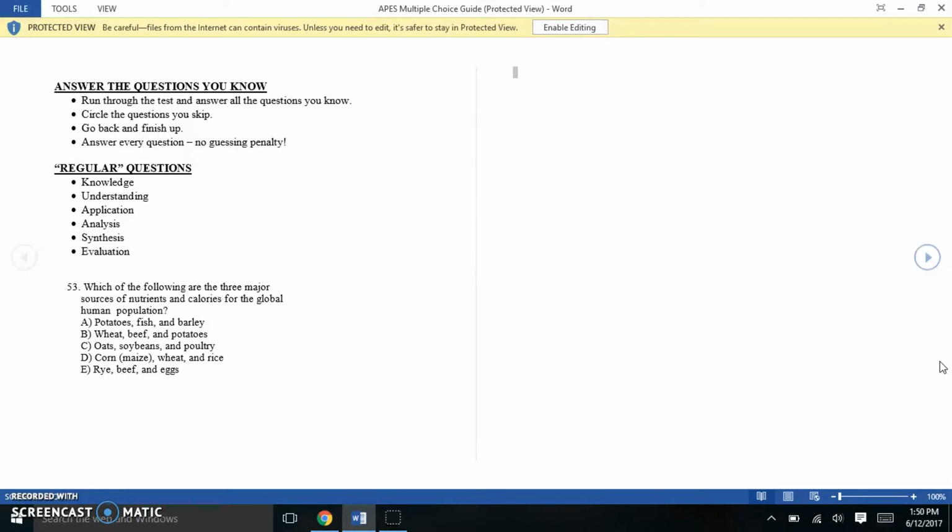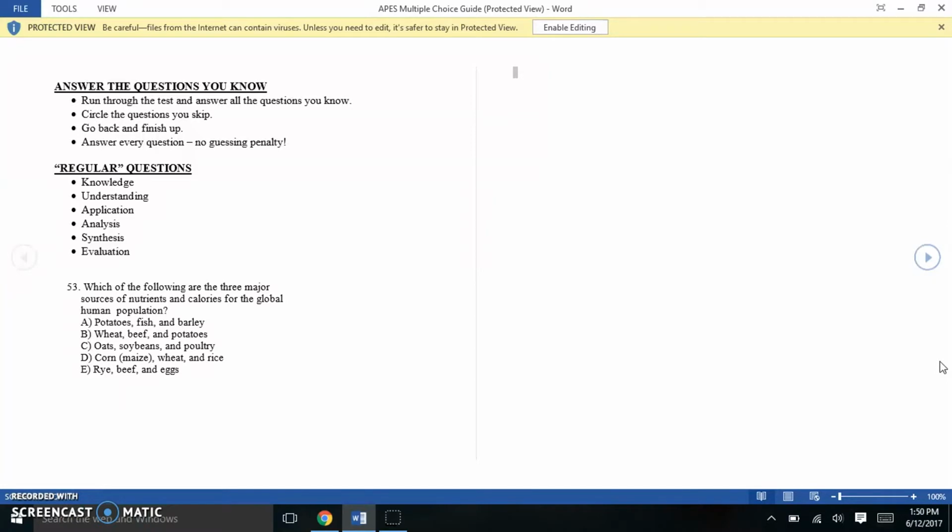It says to go back and finish up and then answer every question. There's no guessing penalty on this test. It's right or wrong, so it doesn't matter. Answer every question that you can. Regular questions, you're going to have things as far as knowledge of our AP environmental science course, and understanding, application, analysis, synthesis, and evaluation. So these questions will be based on those bullets there under the regular question.